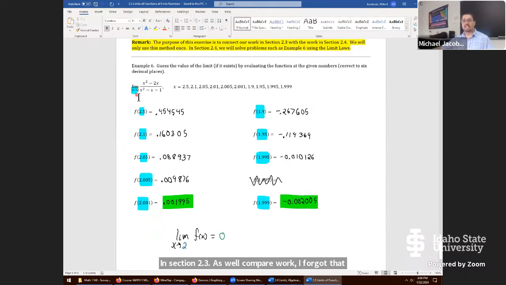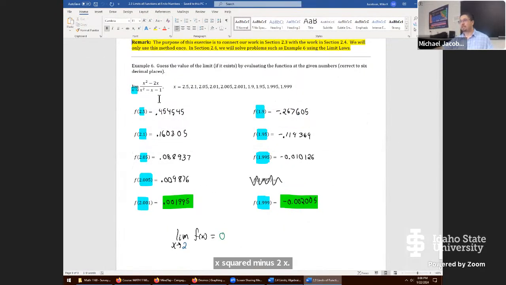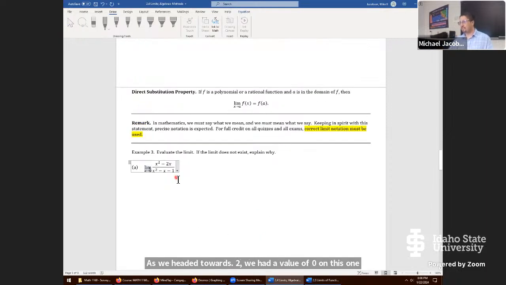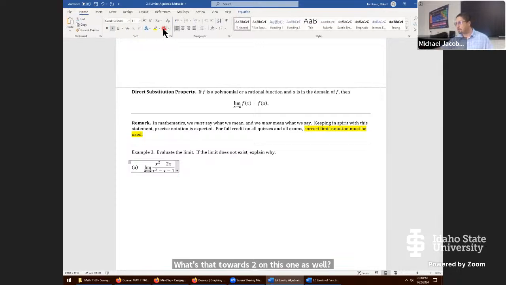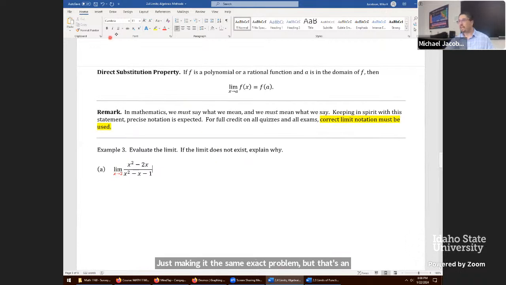We took the limit as x tends towards 2 of x squared minus 2x. Is that the right one? No, it's not. Divide by x squared minus x minus 1. And as we headed towards 2, we had a value of 0 on this one. Let's make one small change. Let's head towards 2 on this one as well. Just making it the same exact problem, but that's an edit, so I'll put that here in red. So we're going to evaluate this limit.